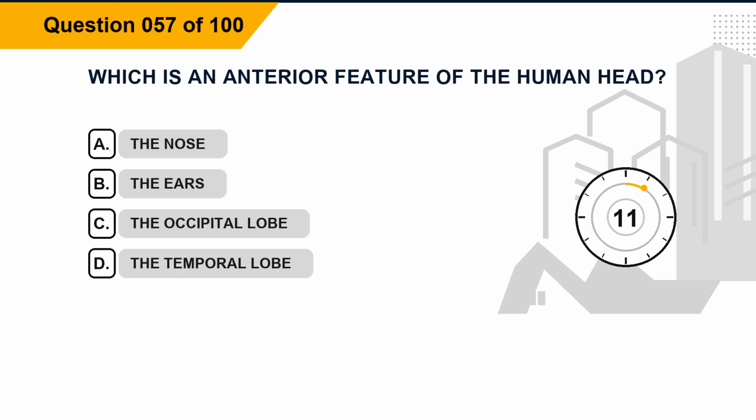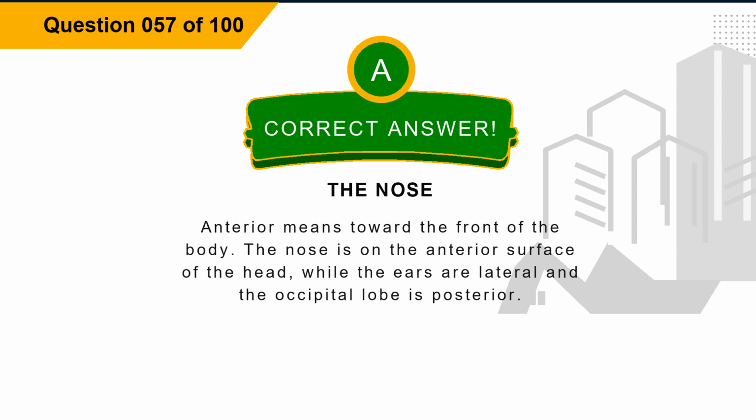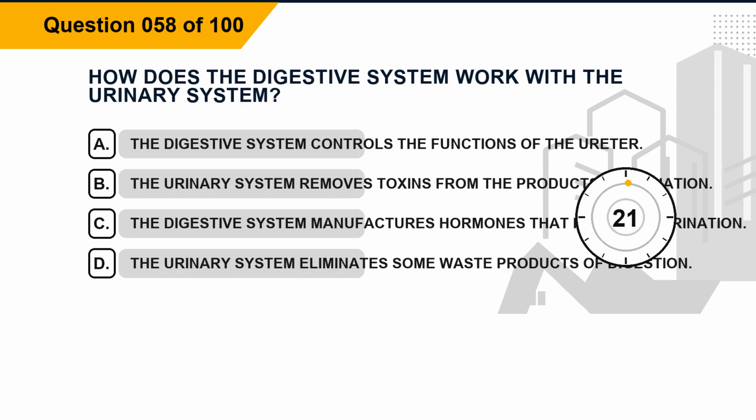Question 57. Which is an anterior feature of the human head? Option A, the nose. Option B, the ears. Option C, the occipital lobe. Option D, the temporal lobe. The correct answer is option A, the nose. Explanation: anterior means toward the front of the body. The nose is on the anterior surface of the head, while the ears are lateral and the occipital lobe is posterior.